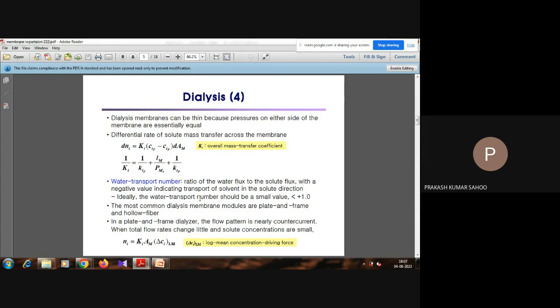The most common dialysis membrane modules are plate and frame and hollow fiber. In a plate and frame dialyzer, the flow pattern is nearly counter current when the total flow rate changes little and solute concentrations are small. And there is another equation, Ni equals Ki Am delta Ci Lm, where Lm stands for the log mean concentration driving force. Just try to remember these mathematical terms related to dialysis.